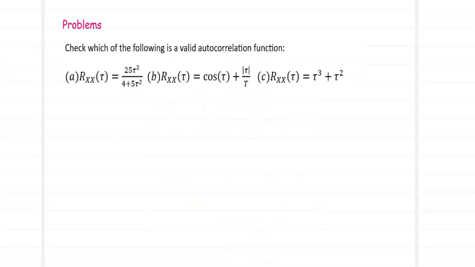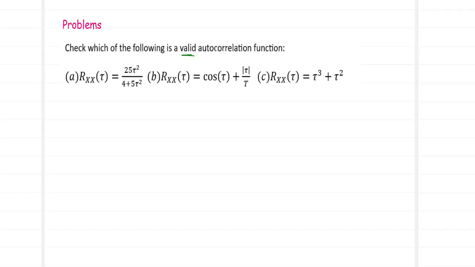The first problem is: check which of the following is going to be a valid autocorrelation function. You have been given a set of problems A, B and C. So we are to check which of the following is going to be a valid autocorrelation function. We will try to recollect the properties of the autocorrelation function which can help us identify whether they are going to be valid or not. So how can we check the validity of an autocorrelation function?